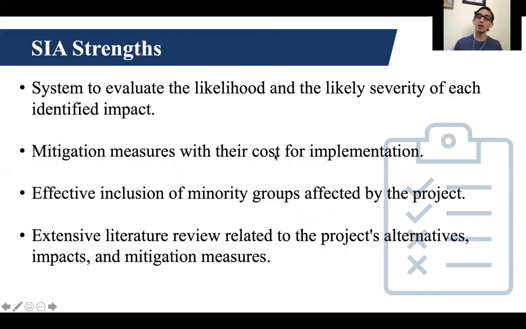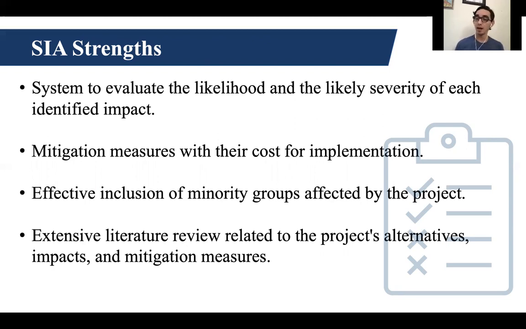Based on everything we have been learning over the semester, I decided to present to you the SIA strengths. For me, some of the strengths that the document has is a system to evaluate the likelihood and the likely severity of each identified impact. I haven't mentioned this, but each mitigation measure is presented with its cost to be implemented in the document. And I think that's essential information for stakeholders and decision makers to understand how the project will be impacting them. Effective inclusion of minority groups affected by the project.